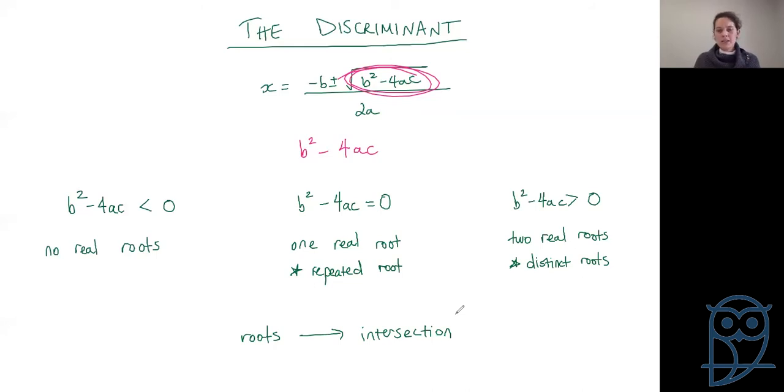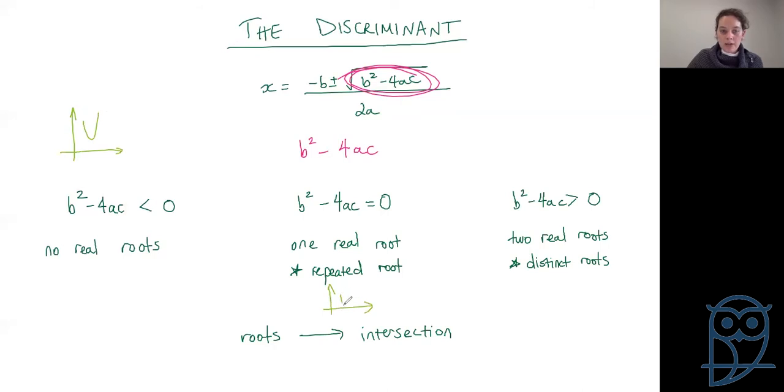But this discriminant is telling you about the roots. It's telling you information about your quadratic, but how it's sitting in relation to, at this stage, the x-axis, at a later stage, another line. It's telling you, am I sitting with no real roots? In that case, my quadratic is sitting way up in the sky. Am I sitting with one real root, which is repeated?